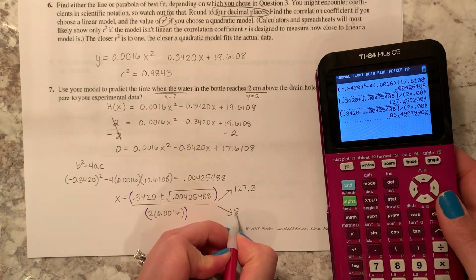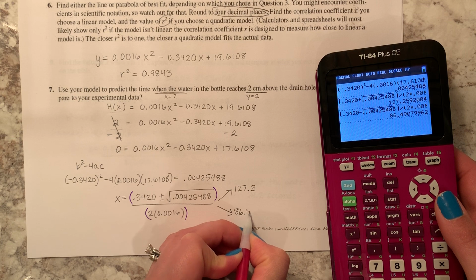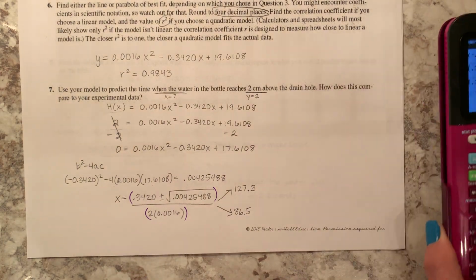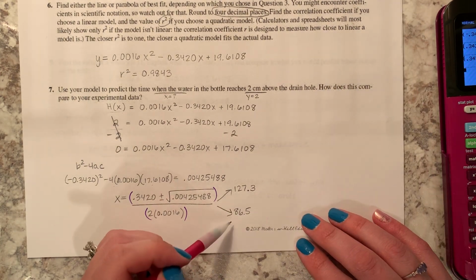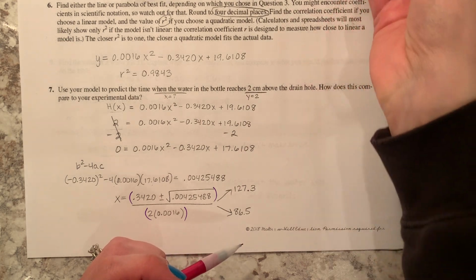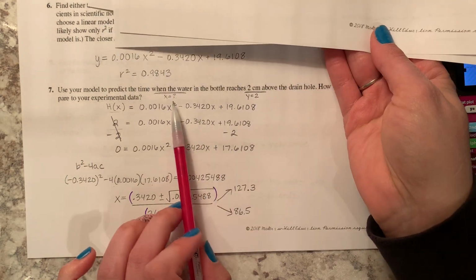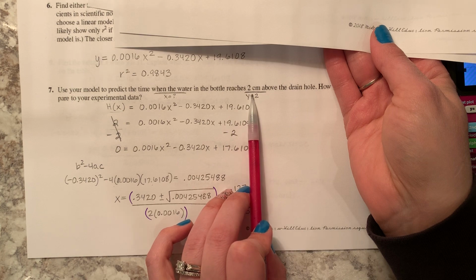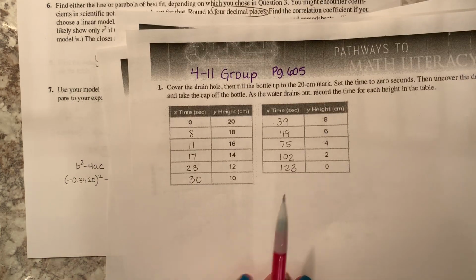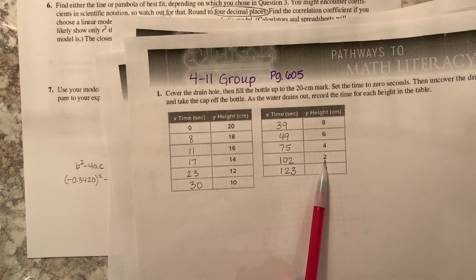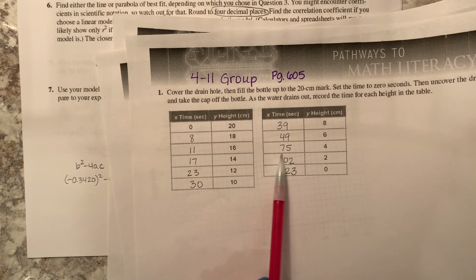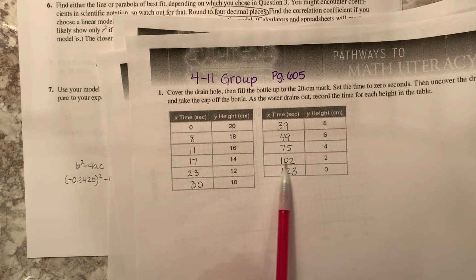And we get 86.5. Okay. Now, we want to decide which of these I want to keep. Remember, we were finding the x value when the y value is 2. So let's look at our table. Here's where the y value is 2. So we expect it to be around 102.